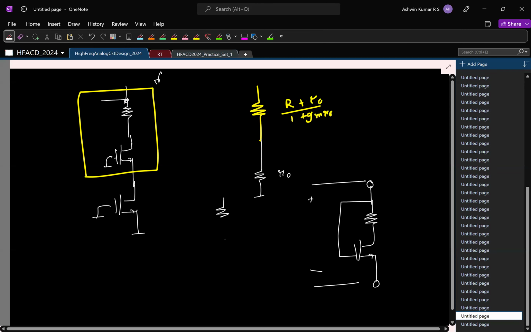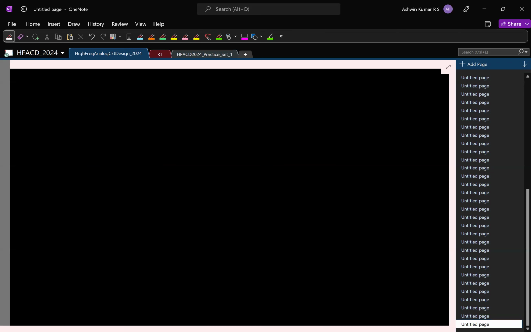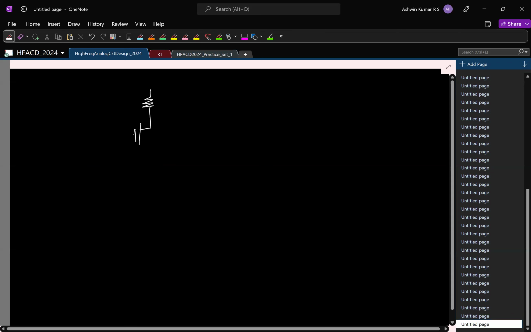He asked you, let's find this also. You should be able to find this now. How would you find this? What is the resistance looking down? Okay, I'll take it to the next page. Hold on. What is the resistance looking down? It's a cascode. You know the resistance. And then you have R and that R cascode. What is the resistance? Series combination of the two.